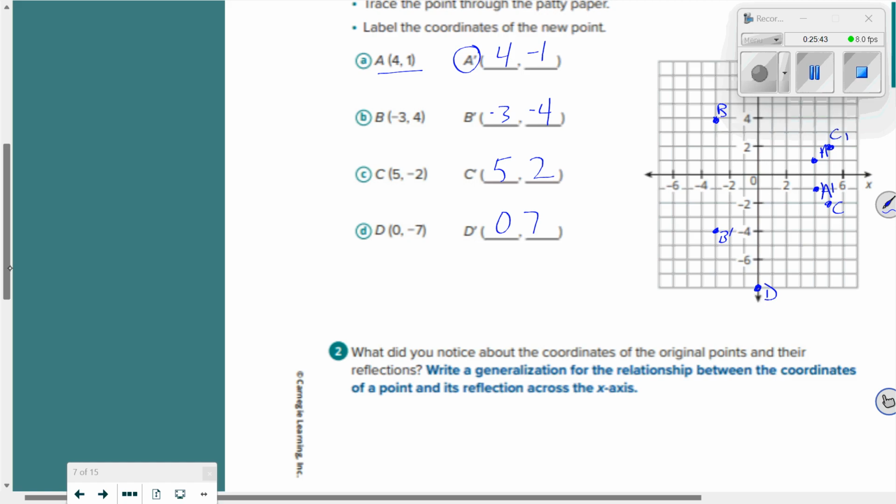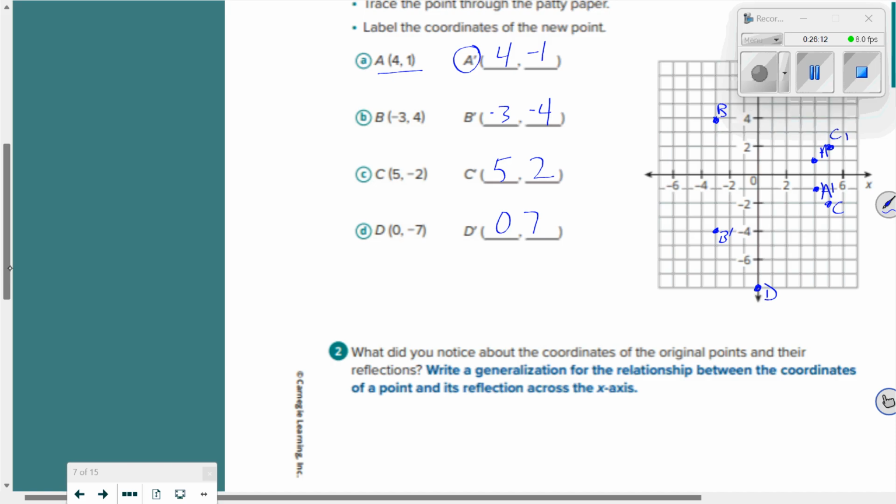I still haven't really heard it yet. If I look at the ordered pairs, did any of my x's change? No. Which one? C, 5 and 5, that's still the same. No, that's the y. My question was, did any of my x's change? Did any of my y's change? Yes. How did they change? It's opposite. Reflection. Thank you.